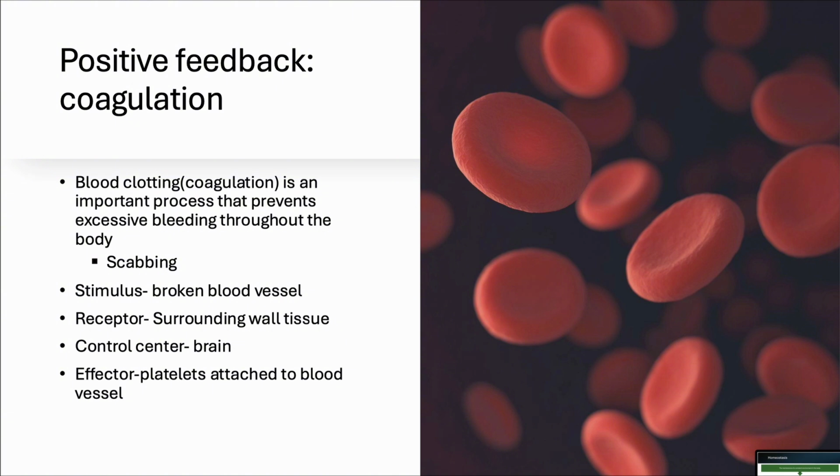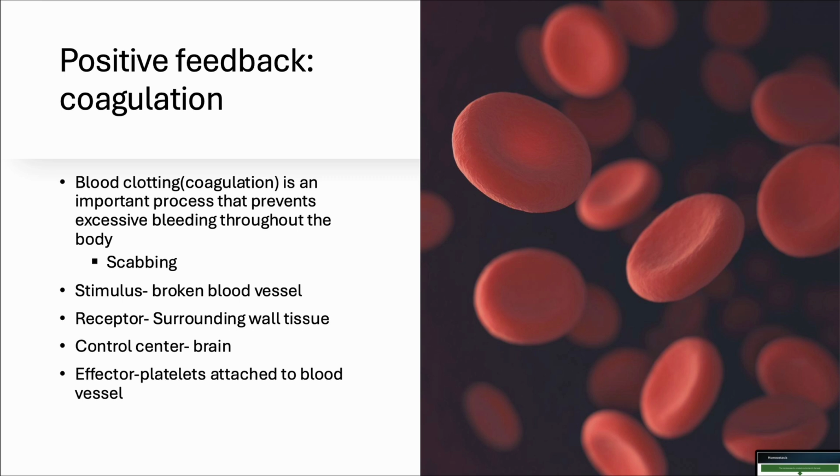Like most processes for homeostasis, coagulation works through a stimulus being detected by a receptor, which then sends signals to a control center that processes the information for the effector. In this case, the stimulus is the broken blood vessel, which is detected by the surrounding blood vessel wall.